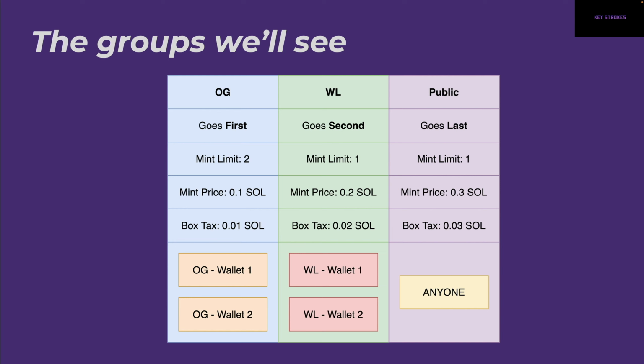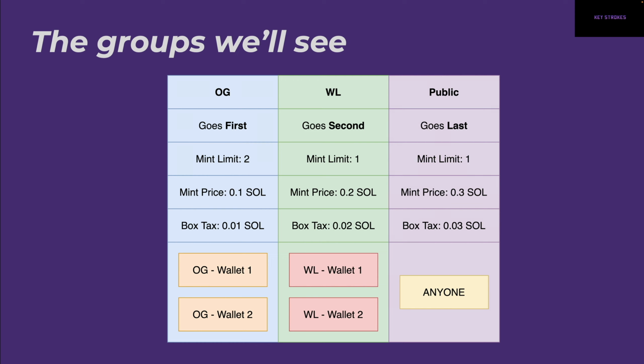So let's look at the groups that we'll be creating today. We will have 3 sets of users. The first one will be OG, and they go first in the minting process. They will be allowed to mint 2 NFTs, and the price for them will be set as 0.1 Sol. After that, we'll let whitelist users mint next. They will have a mint limit of 1, and their price will be 0.2 Sol.